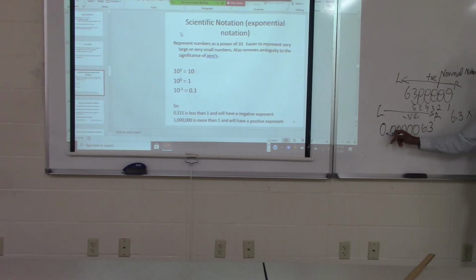Okay. So now you are moving. You see, 1, 2, 3, 4, 5, 6. So can I rewrite this as 6.3 times 10 to the power of, is it negative or positive? Negative. Negative 6. Later, you can even simplify this even smaller.